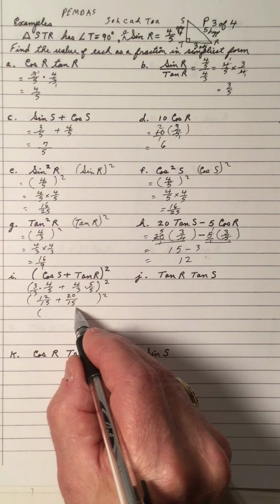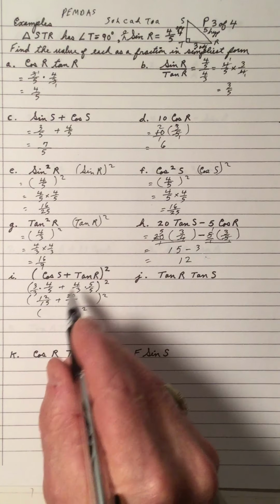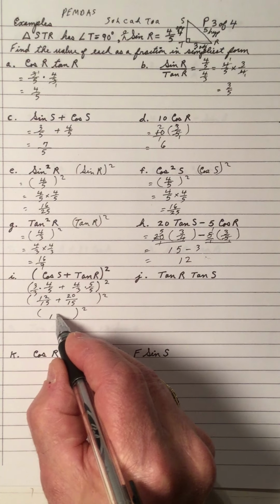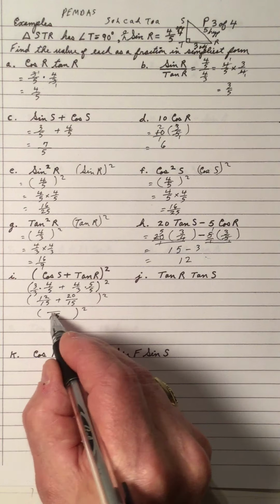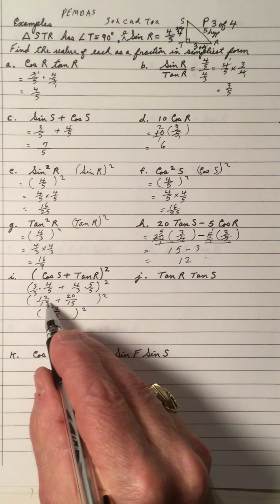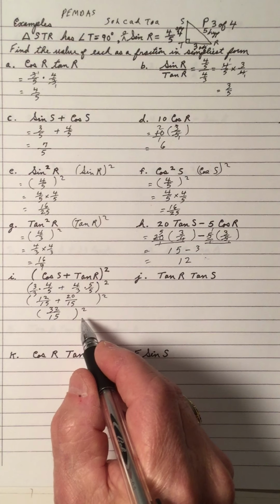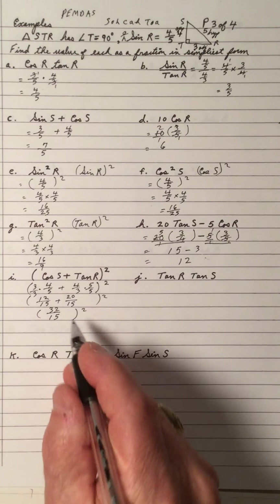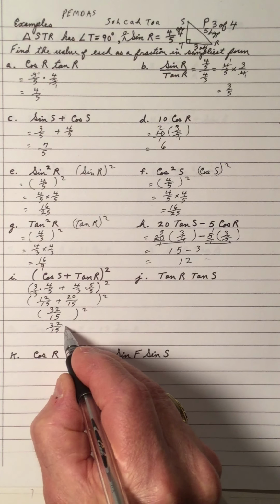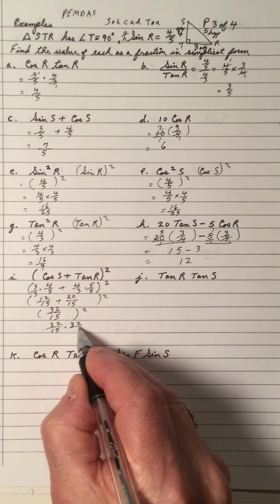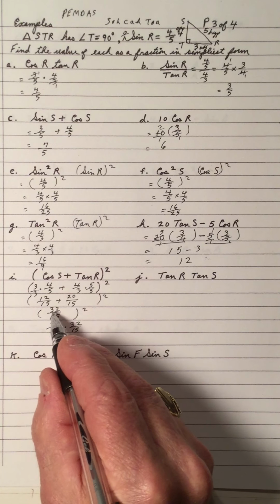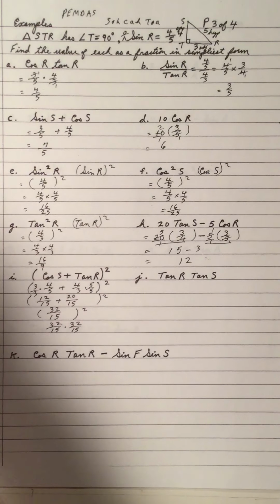And I have to obey PEMDAS. I have to keep emphasizing simplifying the inside. Common denominator is 15, so that gives me 32 over 15, and I squared, so that's 32 over 15 times 32 over 15. 15 has a 3 and a 5, and 32 doesn't have a 3 or 5, so we can't simplify.